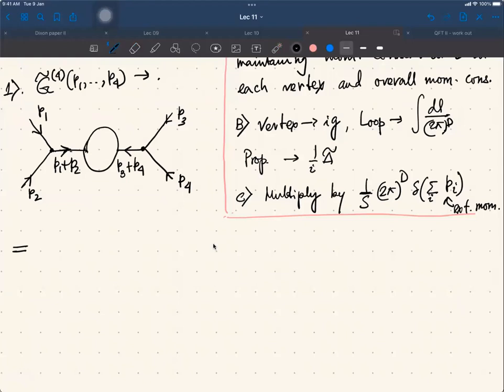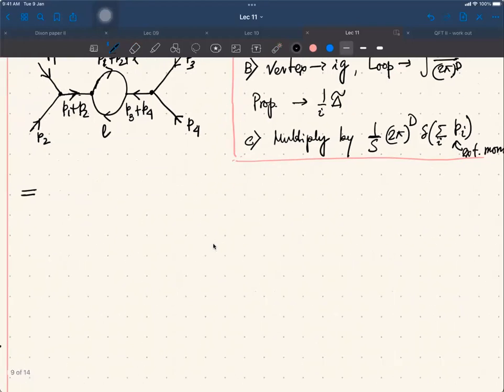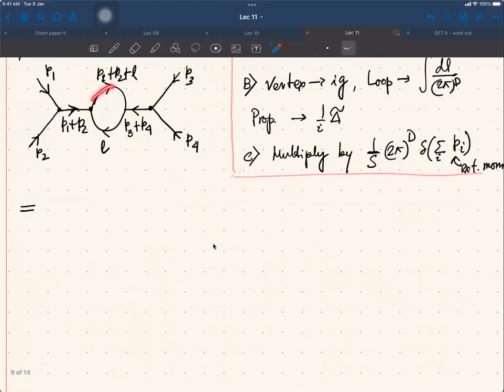Then there's a loop momentum, and if you label the loop momentum by L for this line, then for this line will be P1 plus P2 plus L, because at this vertex P1 plus P2 is coming in, L is coming in, so P1 plus P2 plus L should go out this way. That's why it's P1 plus P2 plus L.